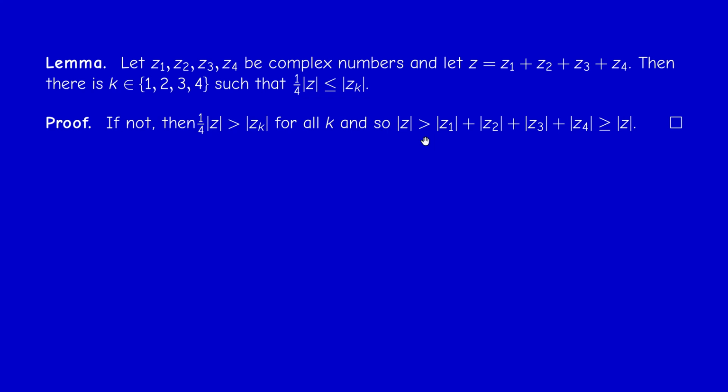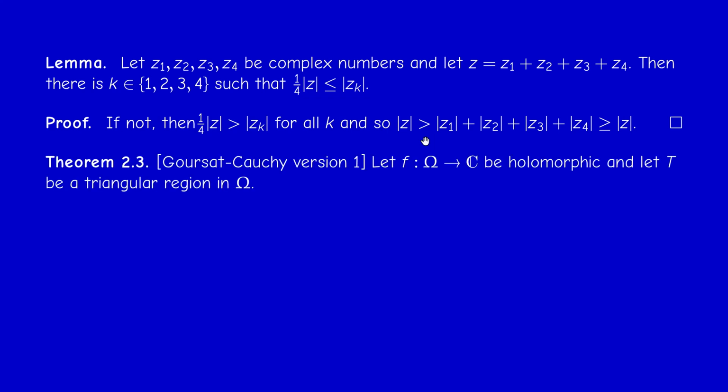Now we can state the main theorem of this video, Goursat-Cauchy, version 1. There is a second version also that we'll talk about in the next video. What does it say? If f is a holomorphic function on an open set omega, and T is a triangular region in omega, so we are being precise here, the solid triangle is in omega, then the integral of f along the boundary of this triangular region is 0.